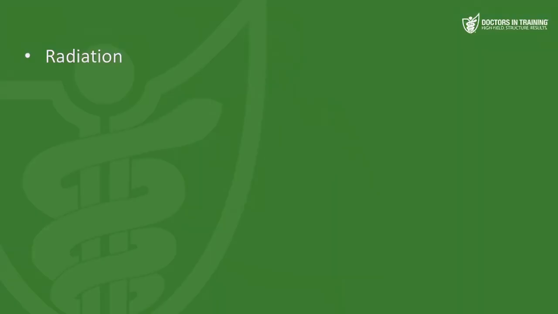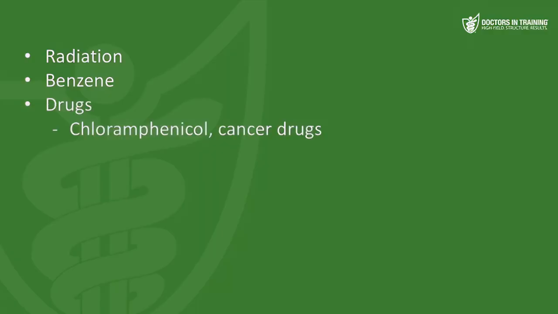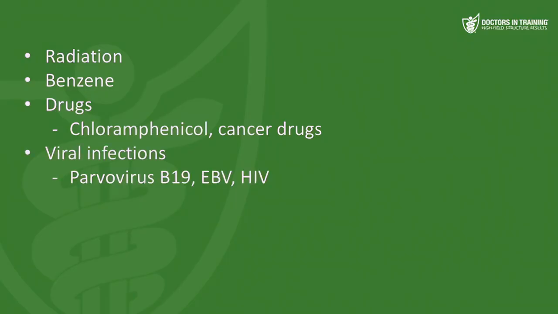First question, what are the causes of aplastic anemia? So radiation was the big one, then also think about benzene, and there are several drugs that can do it, such as chloramphenicol and cancer drugs. Remember, chemo commonly causes anemia and leukopenia. Viruses like Epstein-Barr virus and parvovirus-19 can cause it, and so can Fanconi anemia.